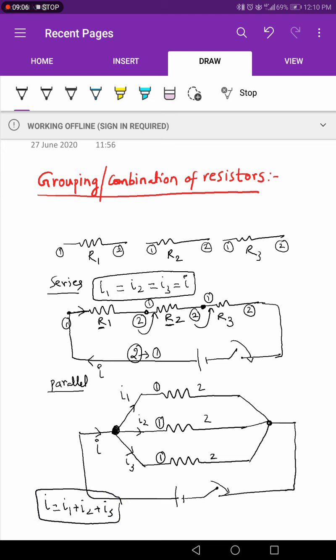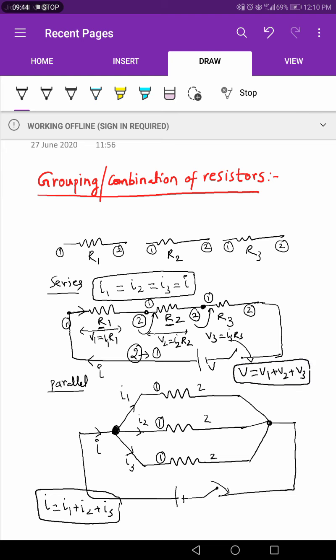One more important point here regarding the potential drop. When current I passes through it, across this resistor the potential is I1 R1, across this I2 R2, and across this I3 R3. That means the potentials are different across different resistors, but the total potential is equal to V1 plus V2 plus V3.